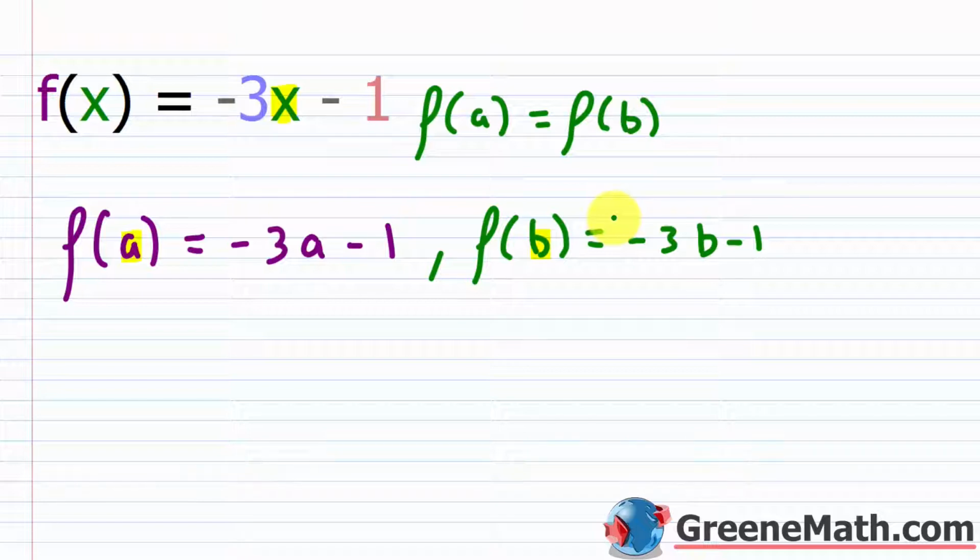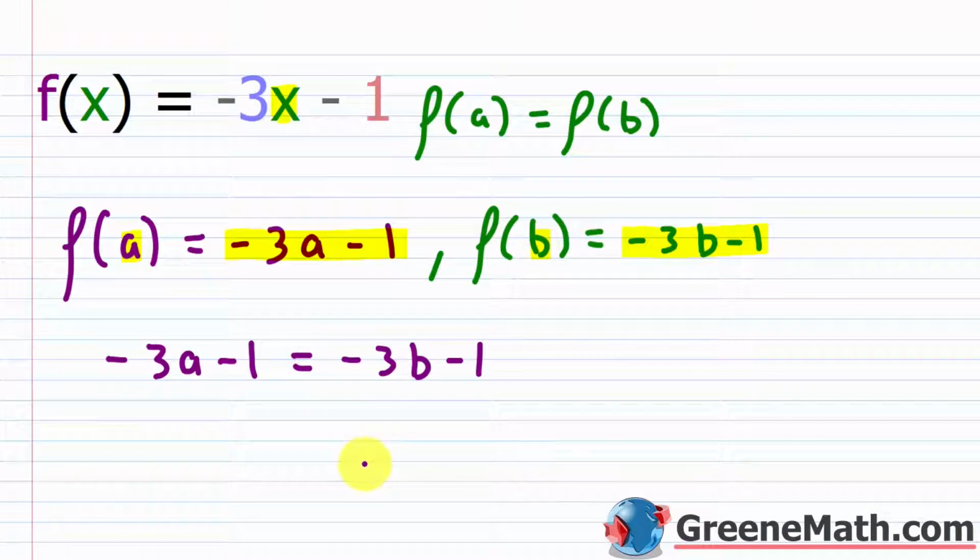So what we can do is set these two equal to each other. Remember, f of a is actually equal to this, and f of b is actually equal to this. So I'm going to say negative 3a minus 1 is equal to negative 3b minus 1. And if it's a one-to-one function, it should be true that a is equal to b always. So let's go through and simplify. This is really simple. You could say you're solving for a, or you could say you're solving for b. I'm just going to add 1 to both sides.